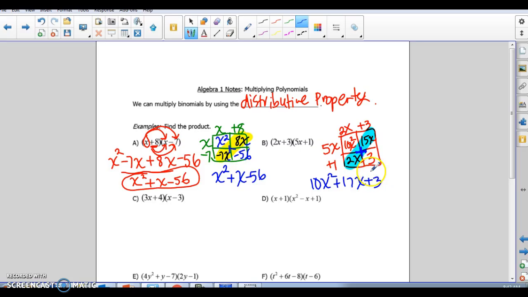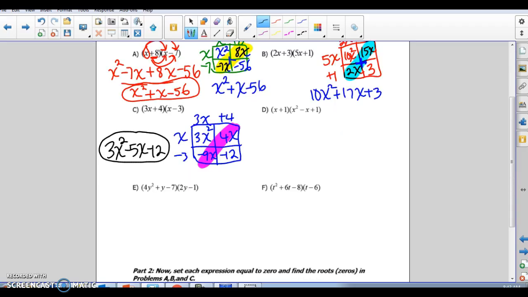All right? Now I want everyone to pause the video. Try C by yourself. Okay? So if you're using box method, you're going to end up with 3x squared minus 5x minus 12. If you're using the regular method of distributing with the arrows, you should end up with the same answer. Okay? All right. Now, let's take a look at D.